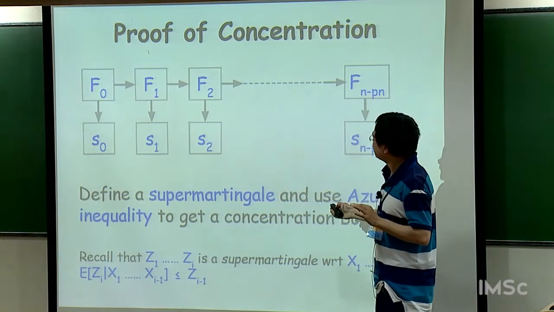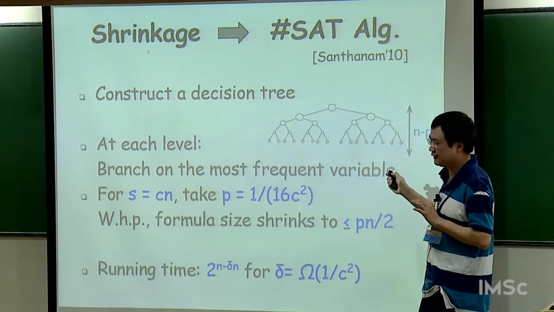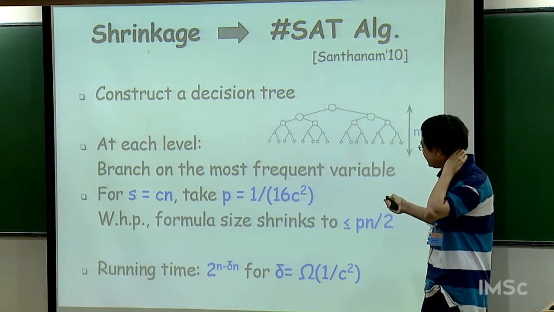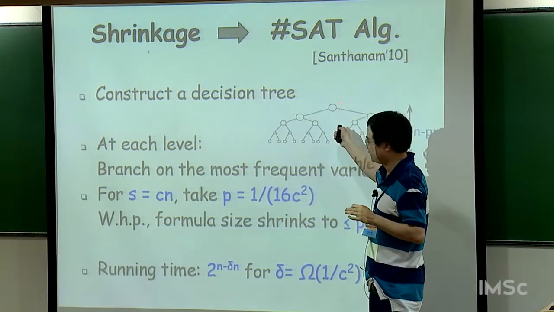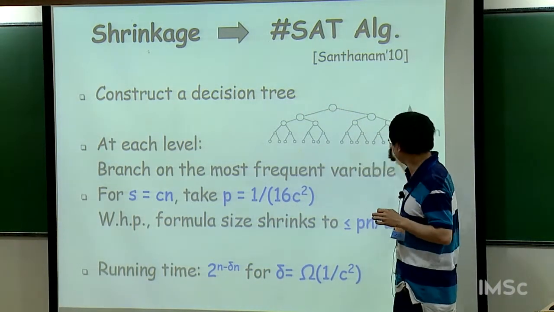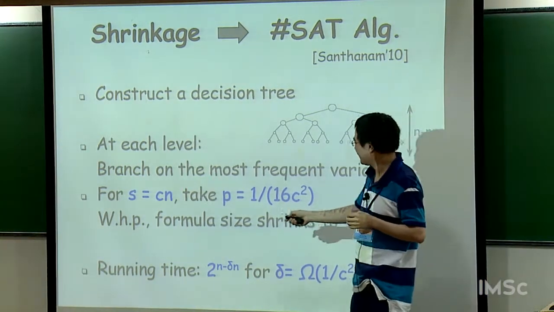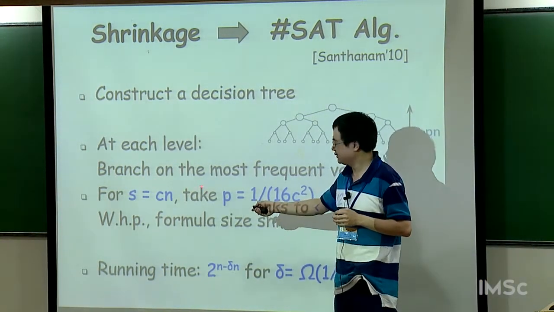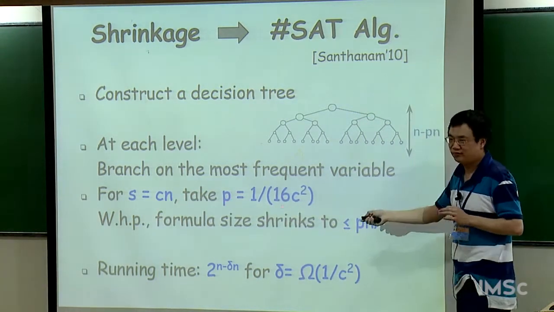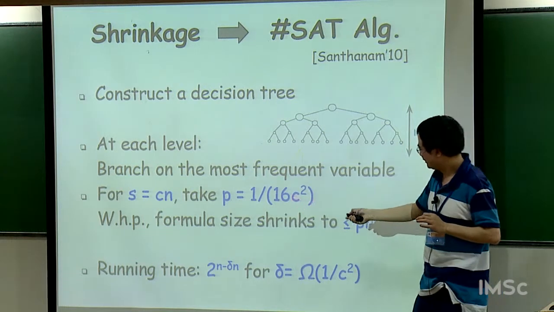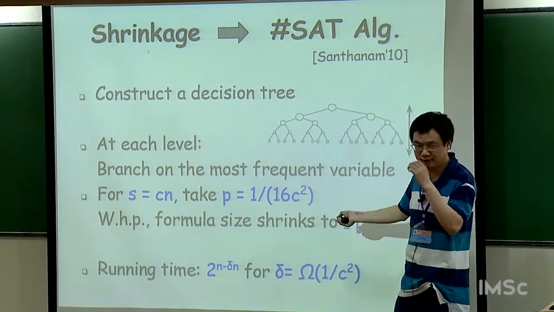After we get this concentration, let's see how to use concentrated shrinkage to get satisfiability algorithms. As I was saying, the algorithm builds up this decision tree up to level n minus pn. Suppose we start with formula size cn, and we take p to be a very tiny fraction, 1 over 16c squared.